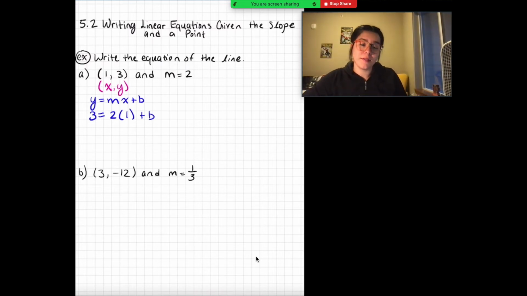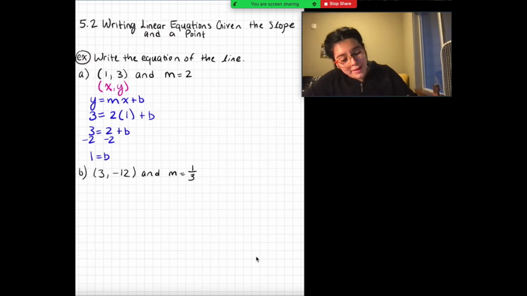And so now all we have to do is solve for b. So we have 3 is equal to 2 times 1. 2 times 1 is just 2, plus b. And then to solve for b, we have to do inverse operations. The opposite of adding 2 would be subtracting 2, so we have to do that to both sides. So 3 minus 2 would be 1, is b. So our y-intercept would be 1.